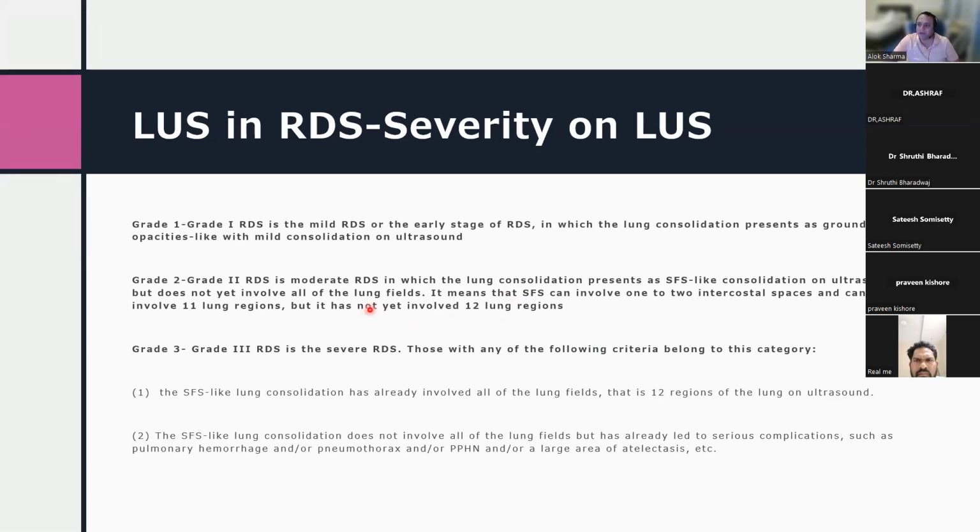Again, clinical correlation is quite key. Then they call that grade 2 RDS. On the other hand, if you then start seeing a snowflake sign or atelectasis in all 12 regions, and or you start seeing significant clinical complications with work of breathing, as with pulmonary hemorrhage, or if you have a pneumothorax or PPHN, or start seeing large areas of atelectasis, then this becomes severe or grade 3 RDS.